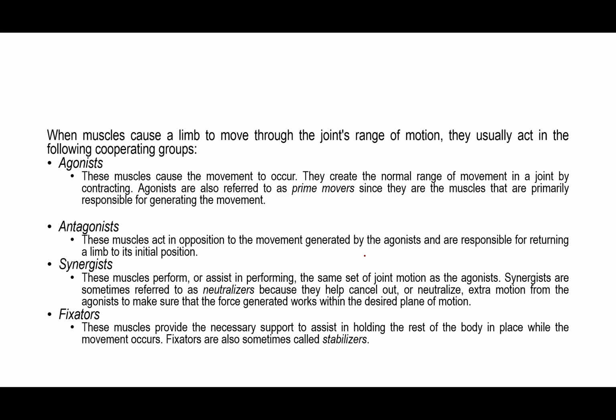Okay, we have an agonist muscle. An agonist muscle helps the muscle to move. They create normal range of movement. These are also known as prime movers. This is the word I tend to use. So a prime mover is the main muscle doing the moving.